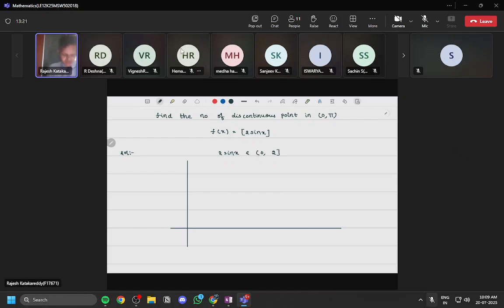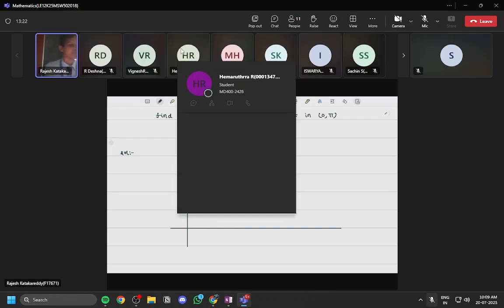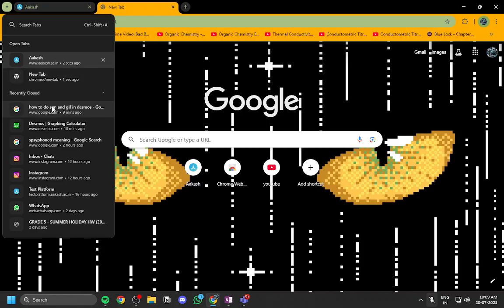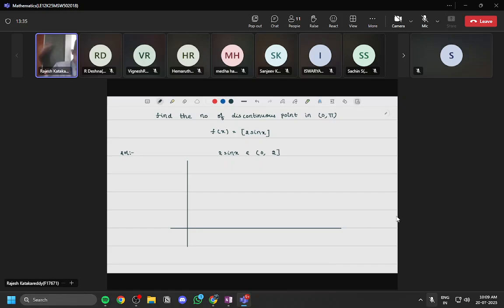Neither 0 nor pi is included in this. 2 will be at pi by 2, no? Clear? Some doubt here? So now I am drawing the graph. We know sin x will be in this. So, 1, 0, pi.